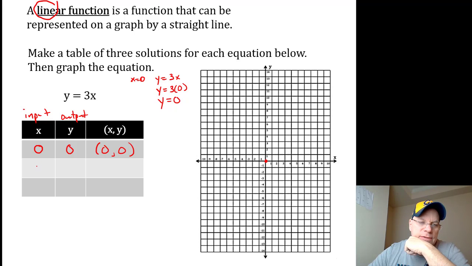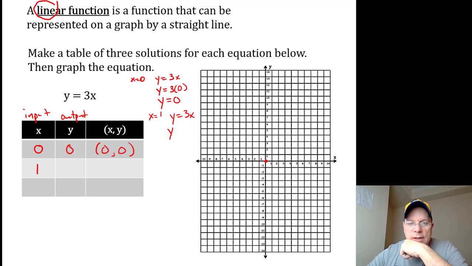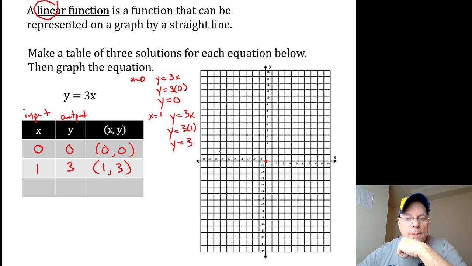Now I'll pick another easy value for x, positive 1. When x equals positive 1, y equals 3x will give me y equals 3 multiplied by positive 1. So y equals 3. So when I input positive 1, the output is 3. So the point 1, 3, the ordered pair, 1 to the right and up 3, is another point that exists on our line, on our linear equation.